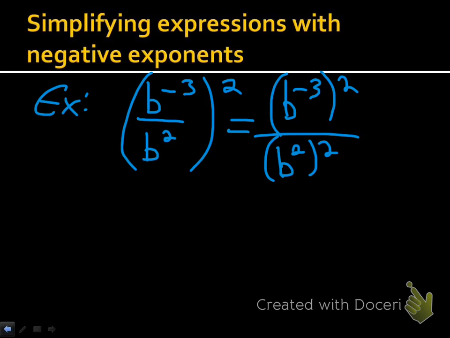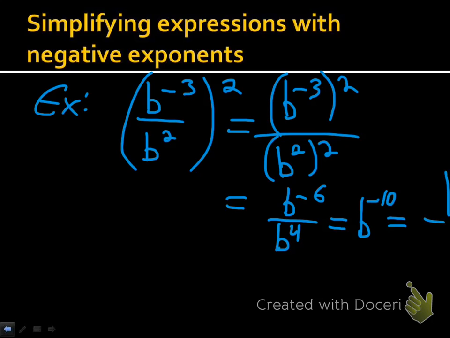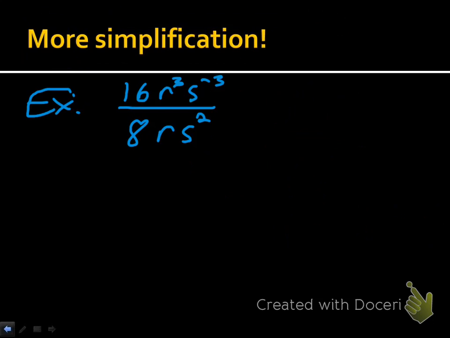Okay, so we're going to be really careful when we write this. And this is actually going to be b to the negative 6 divided by b to the 4th. And then now I can subtract exponents. So negative 6 minus 4 is b to the negative 10, which we can rewrite as 1 over b to the 10th. Okay, and that's how we would simplify that.